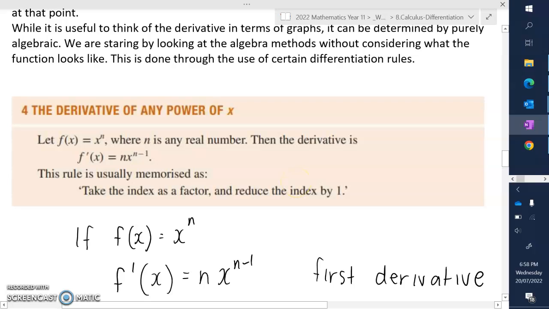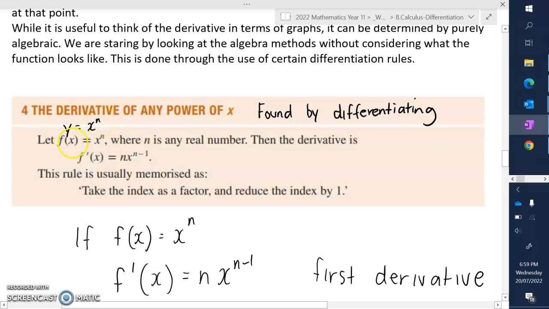The derivative of any power of x. The derivative is found by differentiating. Now, we're familiar with a lot of this terminology. We've got f of x, our function. We also called it y. Remember, our f of x was also y. They're the same thing, just different notations.